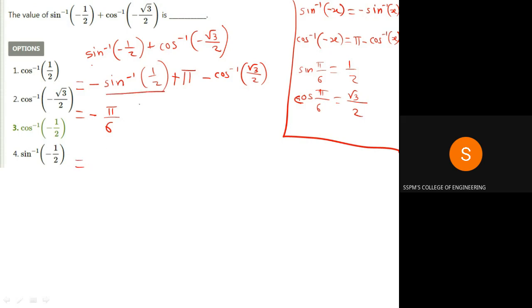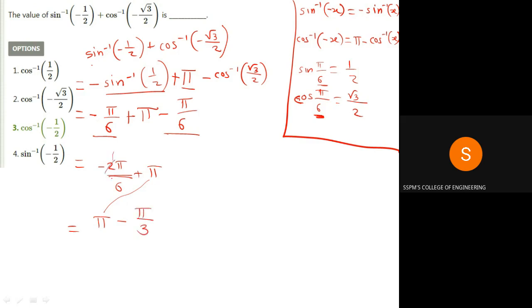What is the value of minus sine inverse half? It is equal to minus pi by 6, plus this pi remains as it is, pi minus again pi by 6 according to this formula. According to this formula, cos inverse root 3 by 2 is equal to pi by 6. This is minus pi by 6 and this minus pi by 6. That becomes minus 2 pi by 6 plus pi. We put this pi here. What is this value? Minus pi by 3.